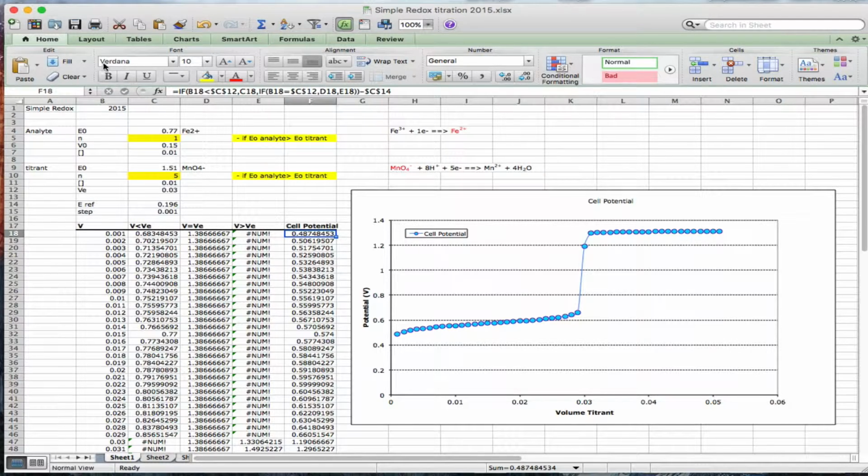And again, I'll leave it up to you guys to figure out if you like my negative n approach, or whether you simply make two titration spreadsheets, one with the analyte being the reduced iron, or the second one would be the titrant being the reduced iron.